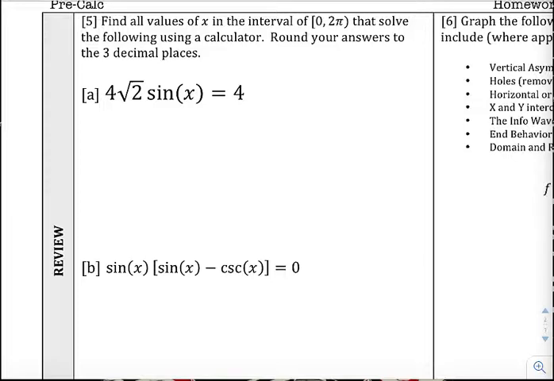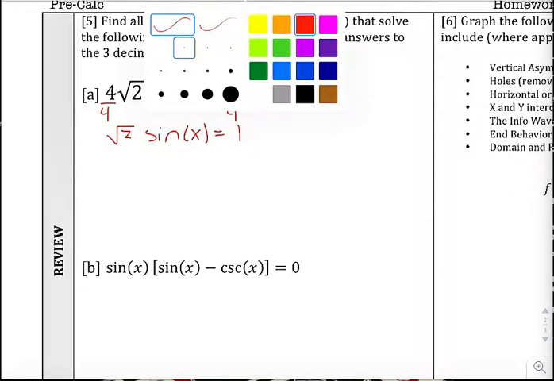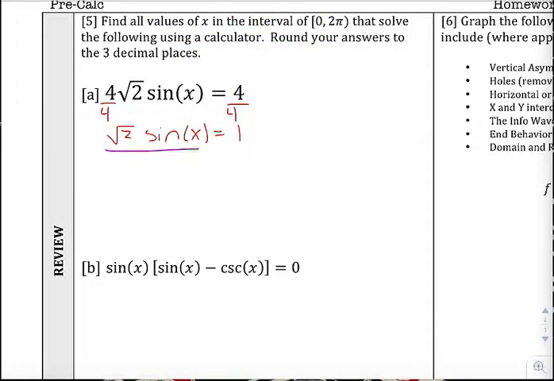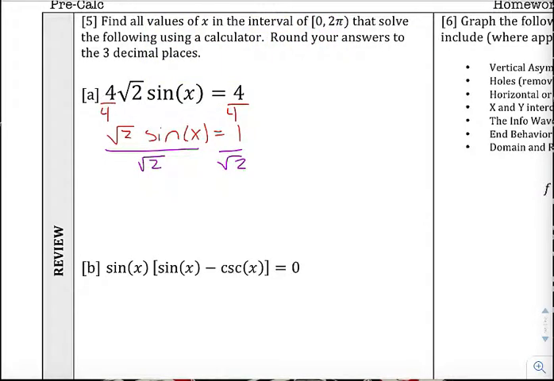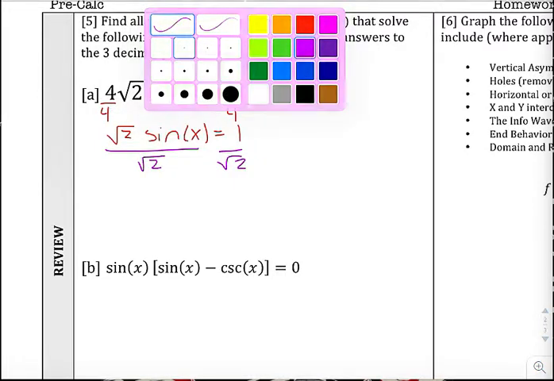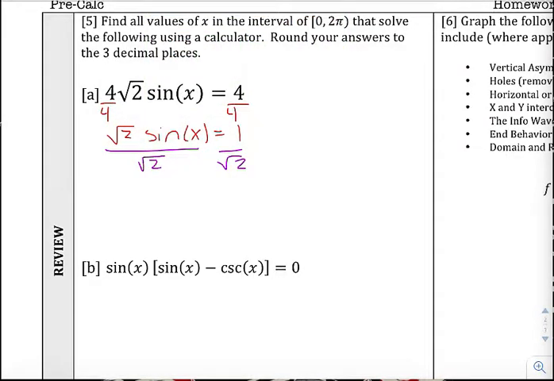So if we treat sine of x just like a variable, I need to get it by itself. The first thing I'm probably going to do is divide by 4. I'll do this because I want to deal with the square root separately, and I know I can get that equal to 1 right away. And now, if I'm still trying to get sine x by itself, now is the time to divide by square root of 2, thus leaving sine of x all by its lonesome. So let's go ahead and write that here. Okay, so we have sine of x is equal to 1 over square root of 2.